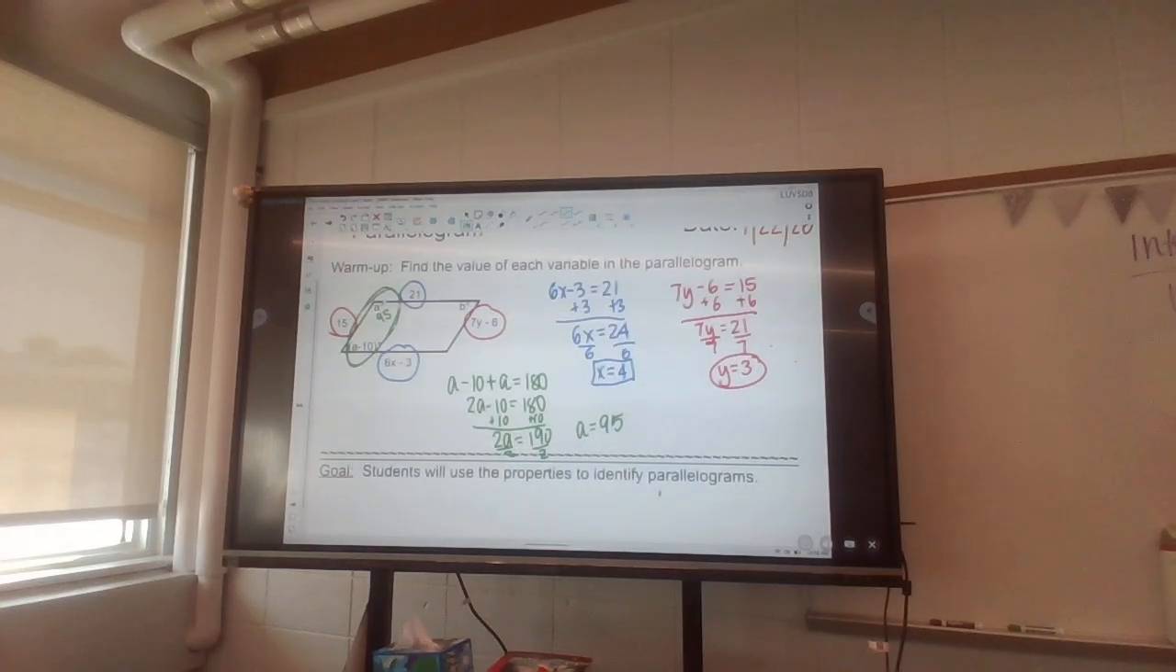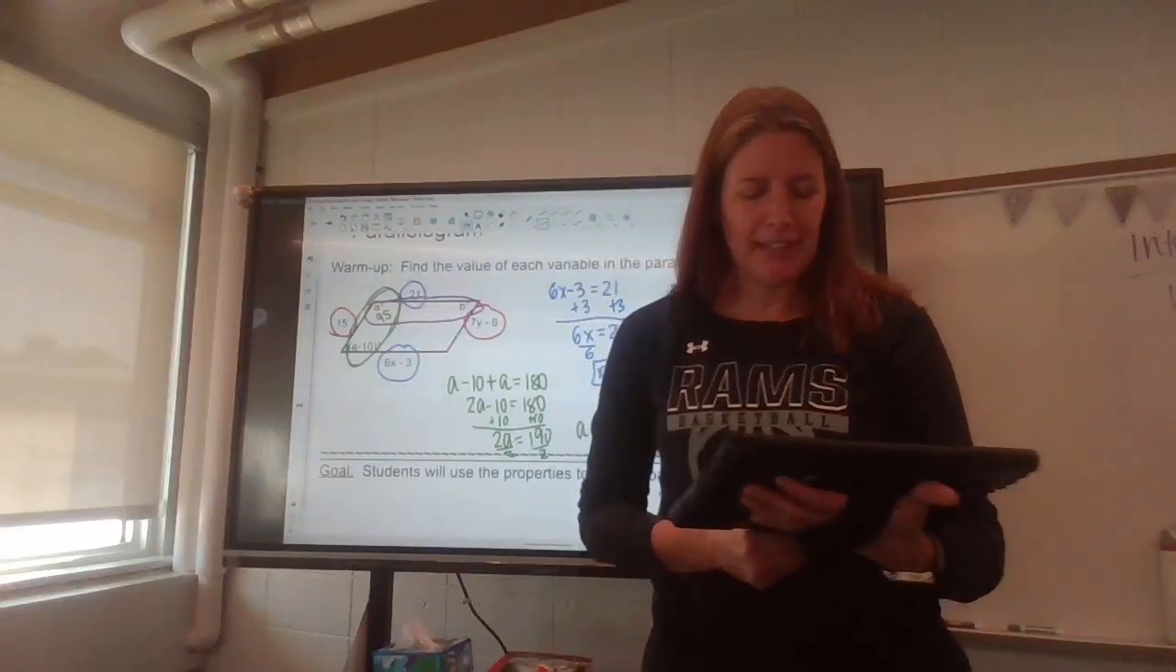Now that we know A is 95, we can use that horizontal rule that the two angles that are next to each other should add up to 180. So now we're going to go this way. That would allow us to find our B. That makes sense? Okay, thanks, Mia.